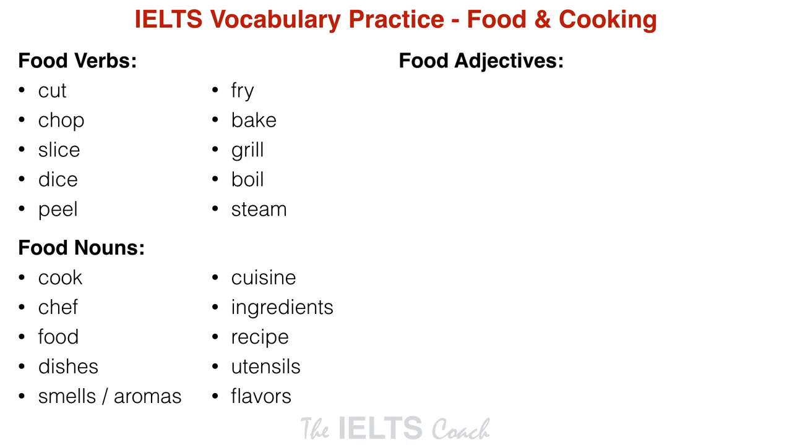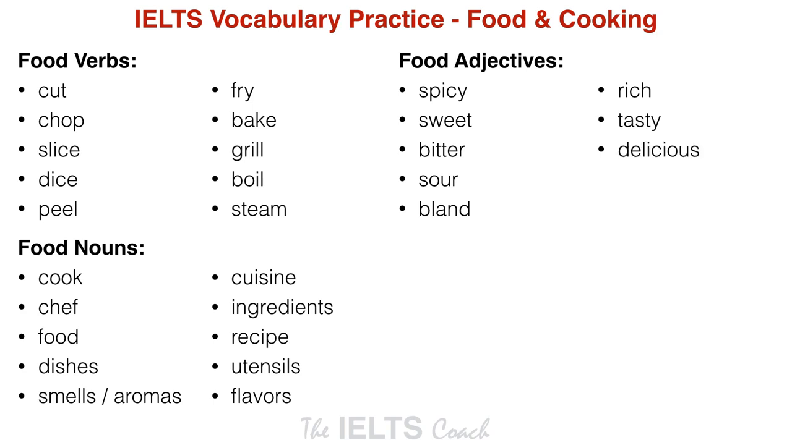Now some adjectives for describing food. Spicy, sweet, bitter, sour or bland. Bland means no flavor, the opposite of delicious or tasty. Rich, which is a strong flavor. Tasty and delicious. Disgusting, so very bad taste, something you don't like. Home cooked. I always enjoy a home cooked meal when I go back to visit my mother.